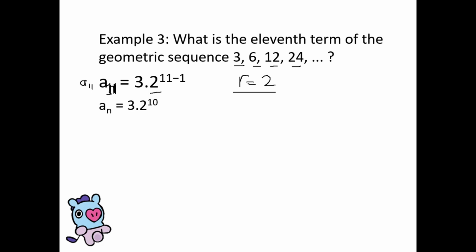Afterwards, we simplify. 11 minus 1 on the exponent is 10. So 3 times 2 to the power of 10, and that's equal to 3 times 1,024. And after that, multiplying them, we get 3,072 for our answer. And this is the 11th term. I forgot to change it. It should be A sub 11. But technically, I am not correcting that. As long as you get the final answer, then that's okay.